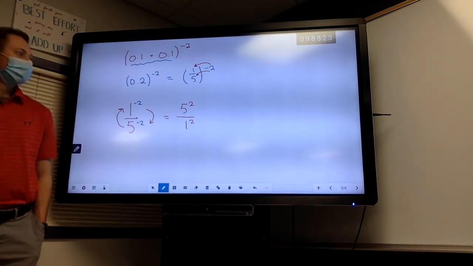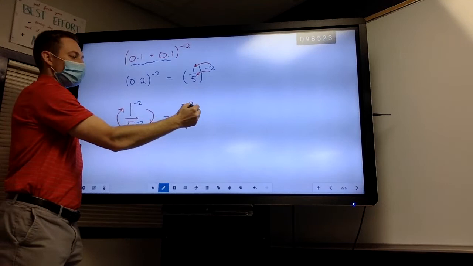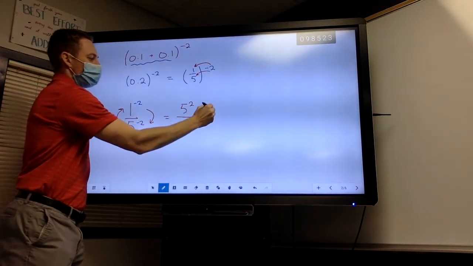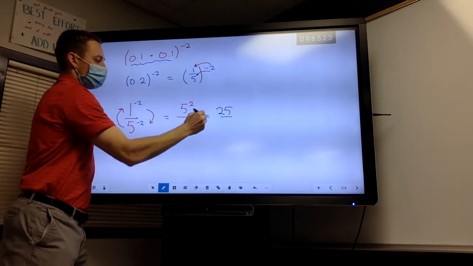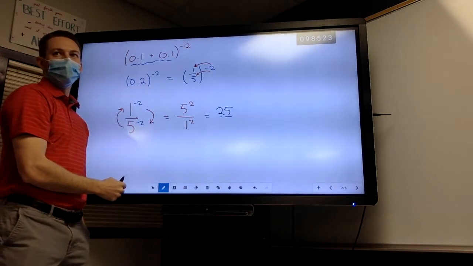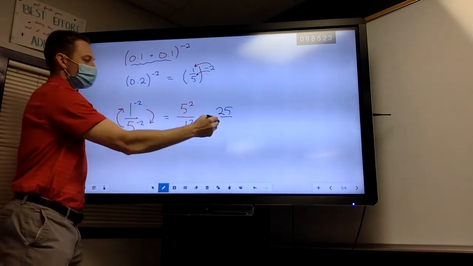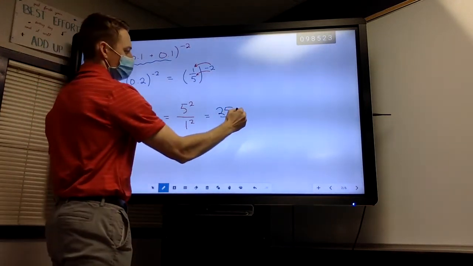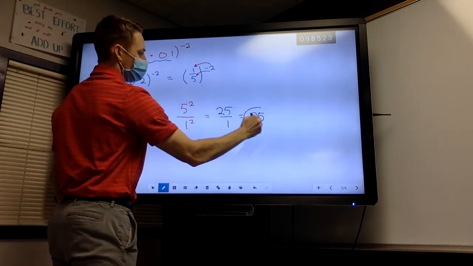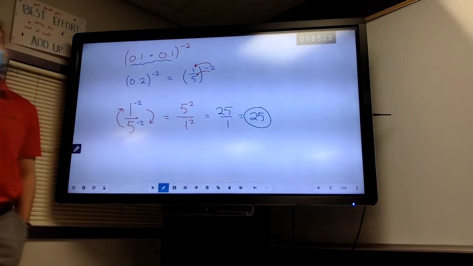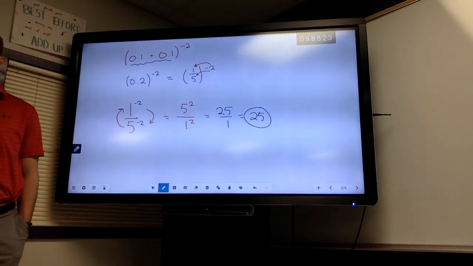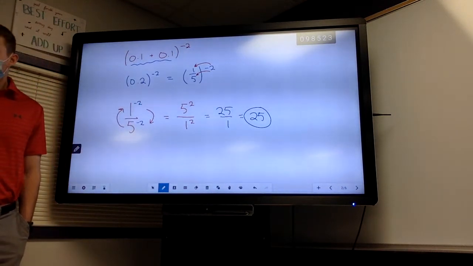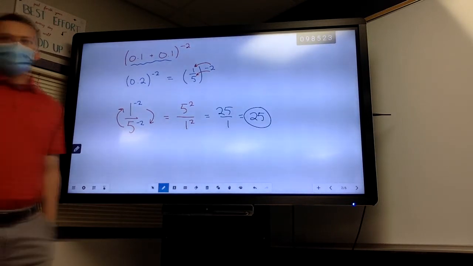Okay. Last step. What is 5 squared? 25. And what is 1 squared? 1 times 1 is 1, right? So 25 divided by 1 is just 25. Good job. Questions so far?